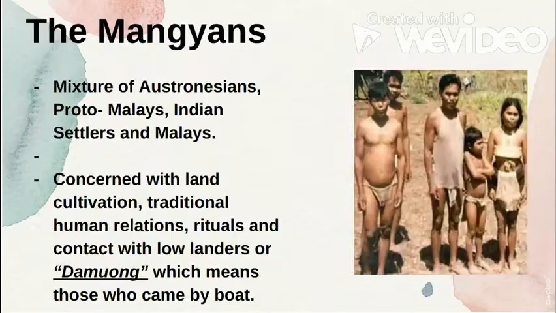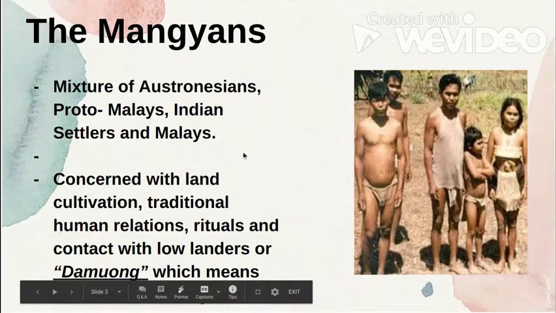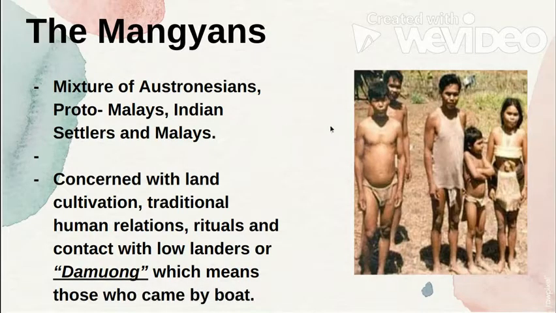These are examples of Mangyan people. They are mixtures of Austronesians, Proto-Malays, Indian settlers, and Malays. Not pure Mangyans, but a mixture. One of their culture and traditions, class, is that they are concerned with land cultivation and traditional human relations, rituals in contact with lowlanders, or damuong, which means those who came by boat.